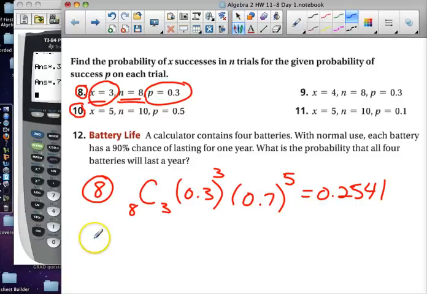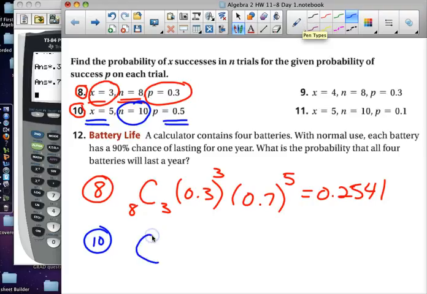Number 10. This one says we have X successes in 10 trials, so 5 successes in 10 trials, and the probability of a success is 1/2, 0.5. So this example could be tossing a coin. The probability of getting heads is 1/2, and the probability of getting tails is 1/2.